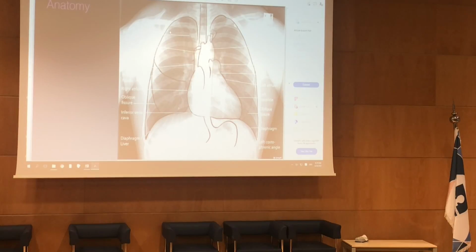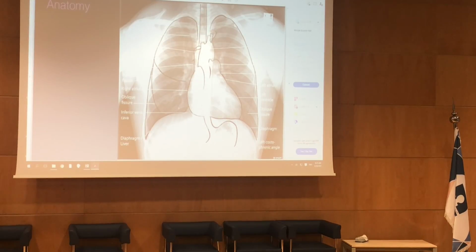Okay. On the right side, we have two fissures. One is transverse, and one is oblique. And again, the oblique divides the right lung into upper and lower. The transverse further divides the upper lobe into upper and middle lobe. Okay? So when you're looking at a chest X-ray, the lower zone that is bordering the heart is actually the right middle lobe. It's not the lower lobe.